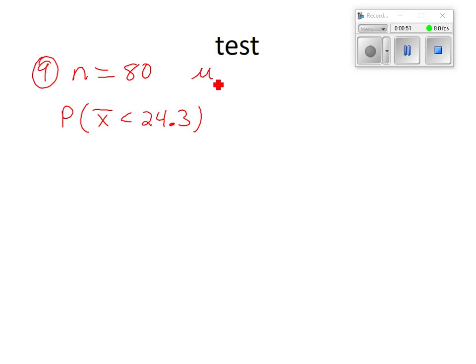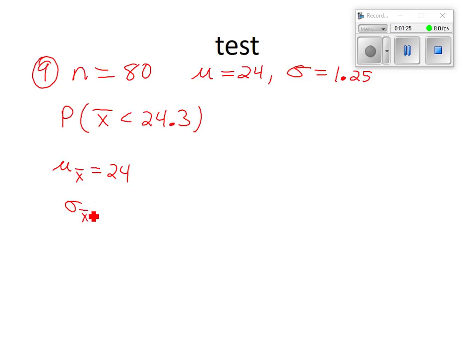And they're telling us that mu equals 24, so the mean of the population is 24, and the standard deviation of the population is 1.25. So if I remember, I think where a lot of you messed up on this one is you forgot to do the very first thing. What's the mean of the sample? Same as that. And this is where it messed you up.